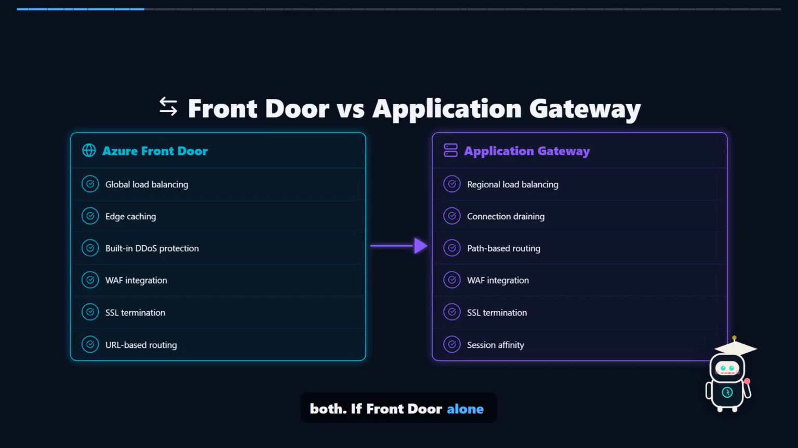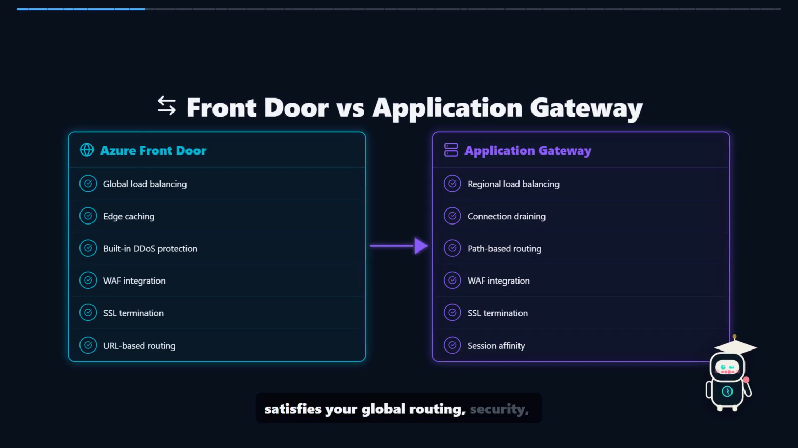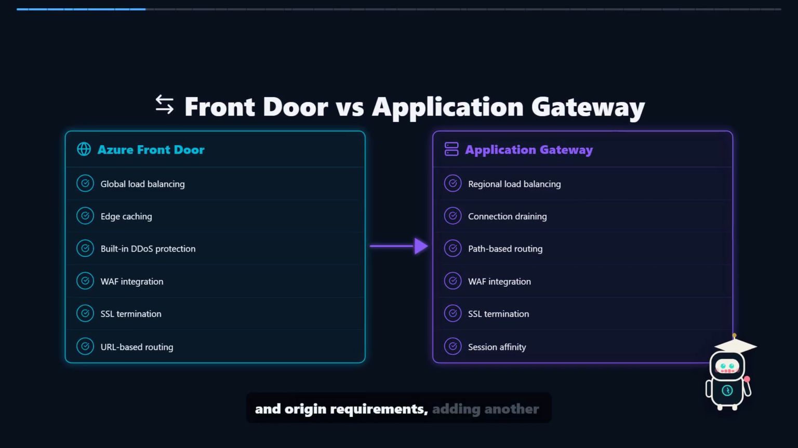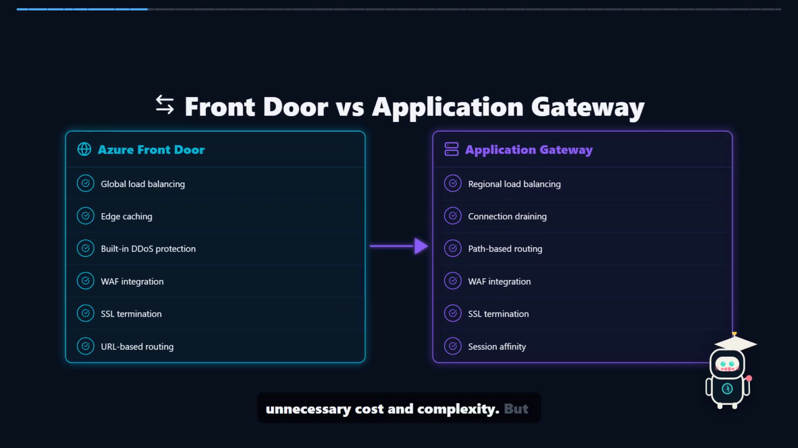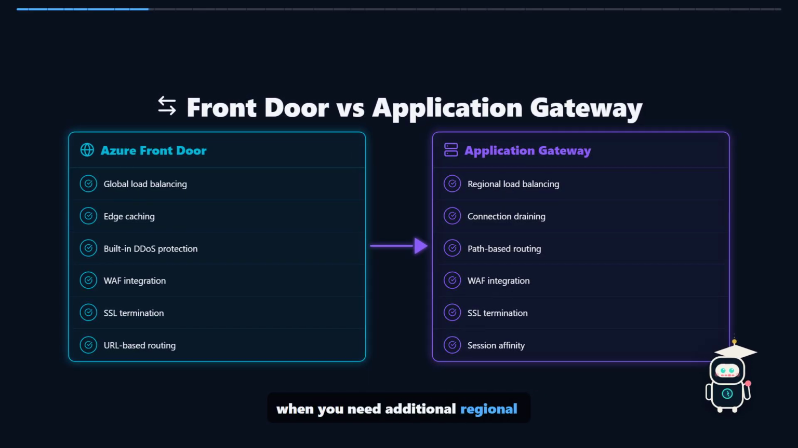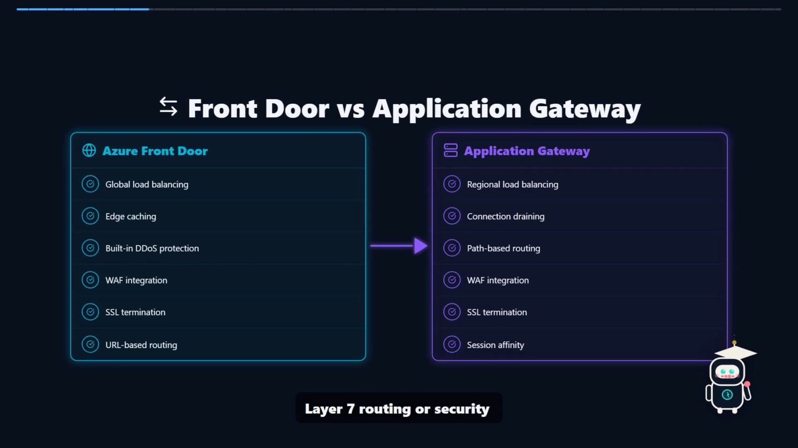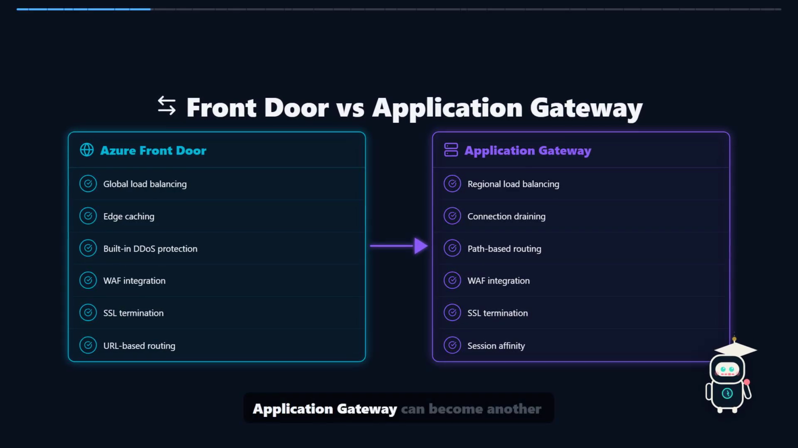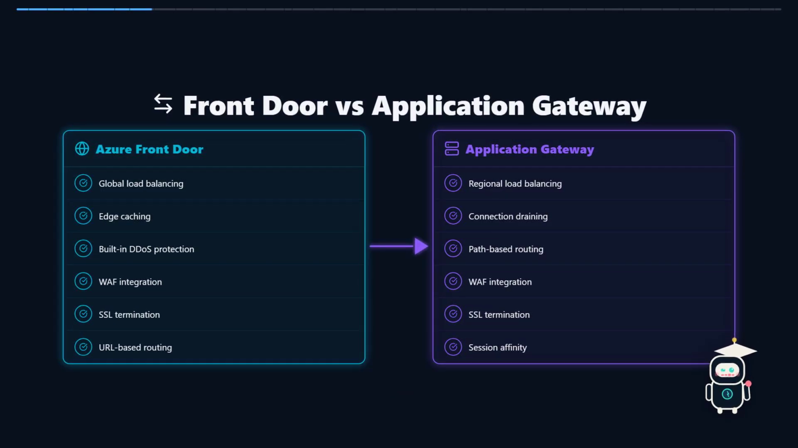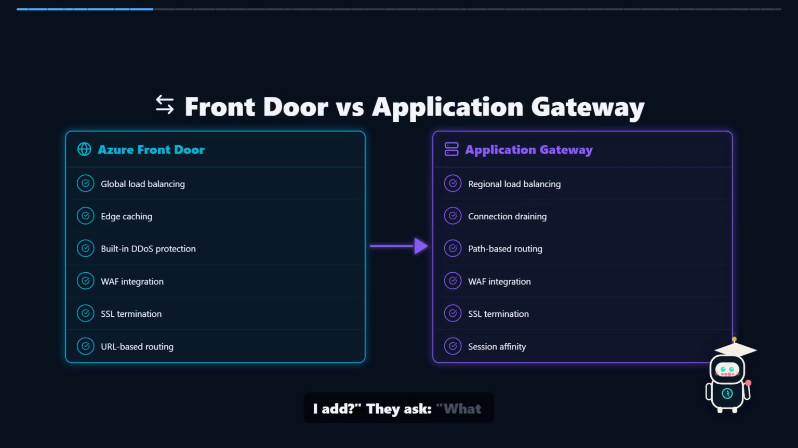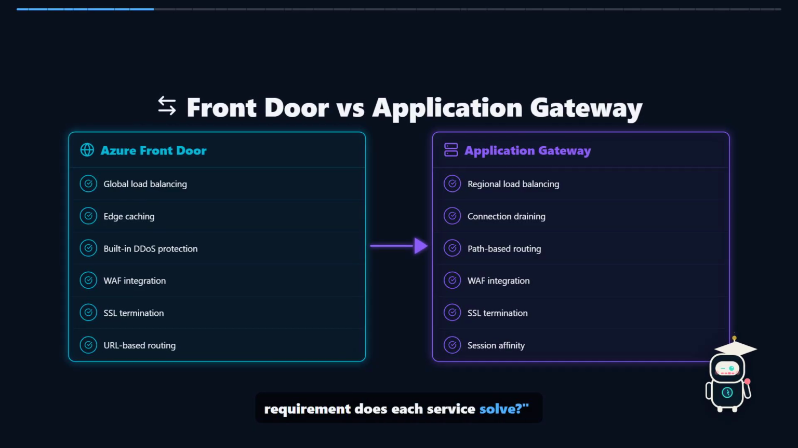If Front Door alone satisfies your global routing, security, and origin requirements, adding another Layer 7 gateway may introduce unnecessary cost and complexity. But when you need additional regional Layer 7 routing or security controls inside your virtual network, Application Gateway can become another useful layer. Architects don't ask, "How many Azure services can I add?" They ask, "What requirement does each service solve?"